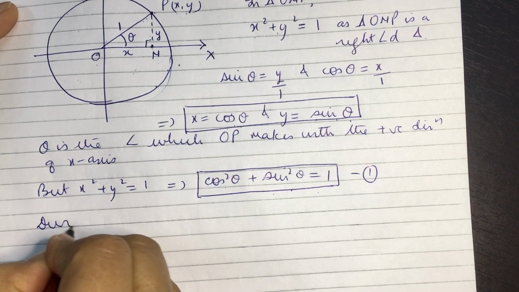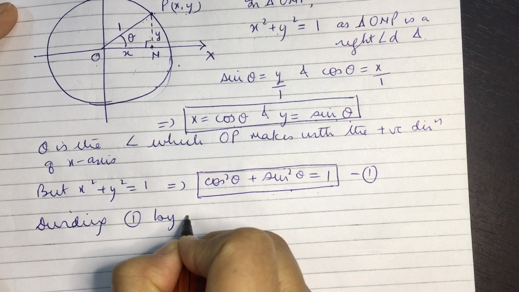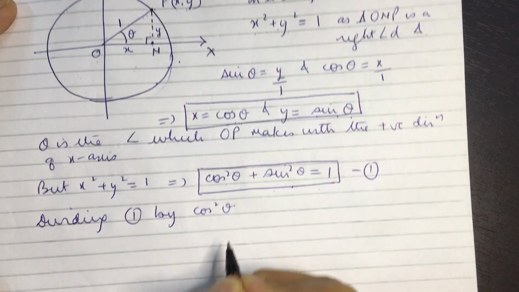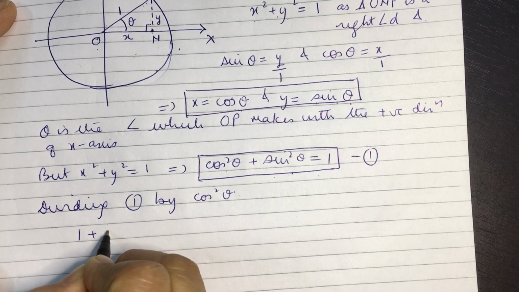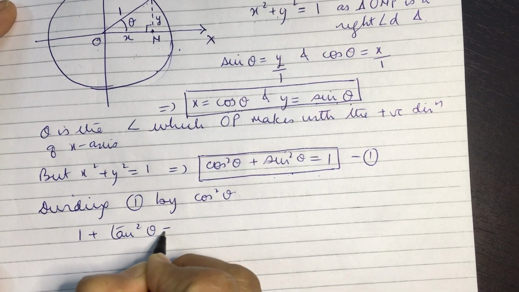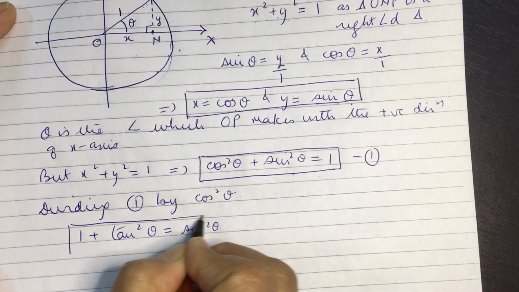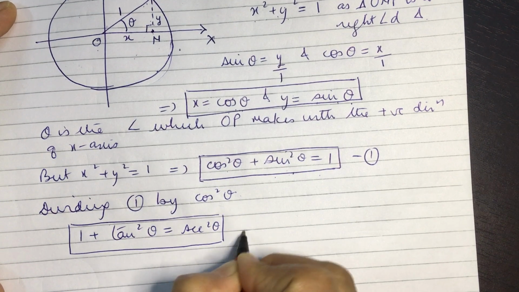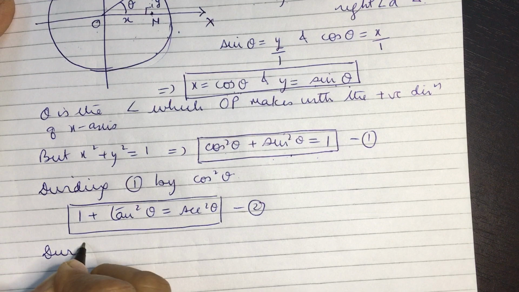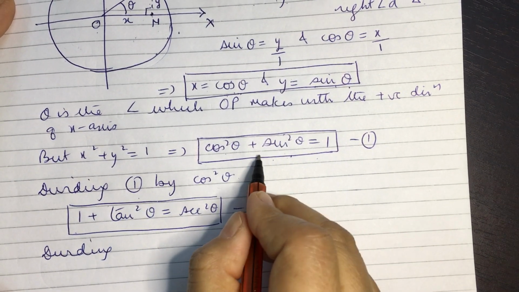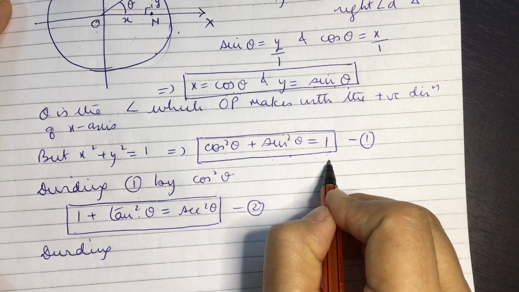Now, dividing 1 by cos square theta, what do we get? 1 plus tan square theta equal to sec square theta. This is the next result. And how did we get this? Sin square theta over cos square theta is tan square theta. 1 over cos square theta is sec square theta.